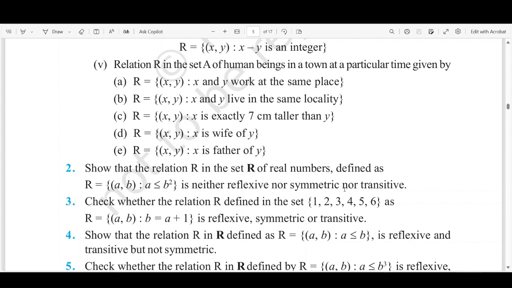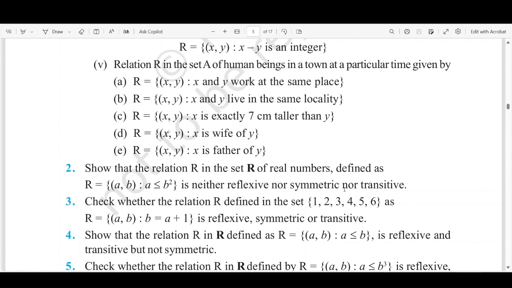If you take two elements x and y such that x and y work at the same place, now we have to check whether y is related to x. We can also say y and x work at the same place. Therefore, y is related to x. Therefore, the relation R is symmetric.